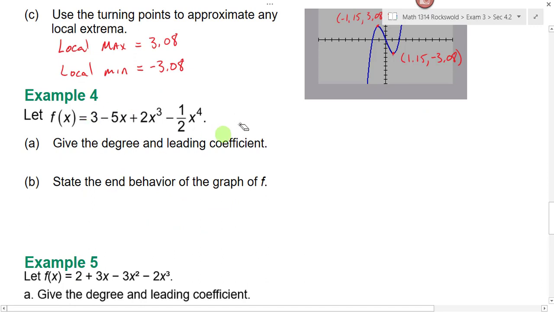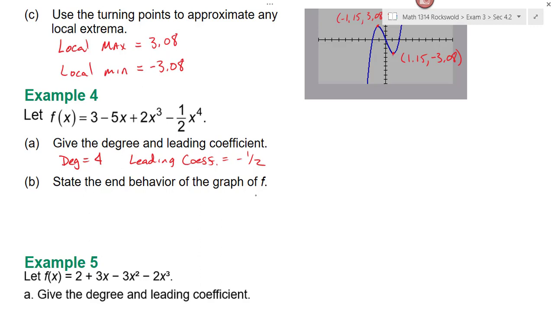All right, example 4. What is the degree of this polynomial? What is the leading coefficient? So the degree is 4, the leading coefficient is negative. What do I know about the end behavior of the graph? What will it look like? The degree is even, so what does that tell me about my endpoints? Are they in the same direction or opposite direction? Same direction. The leading coefficient is negative. Will that direction be pointing up or down?